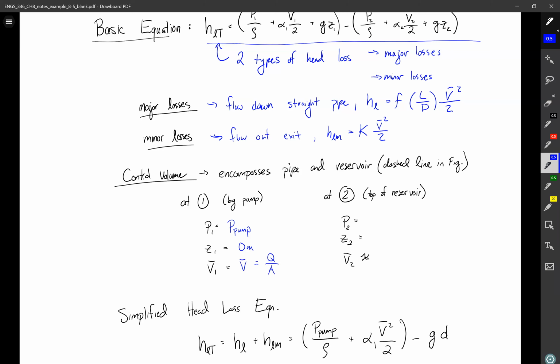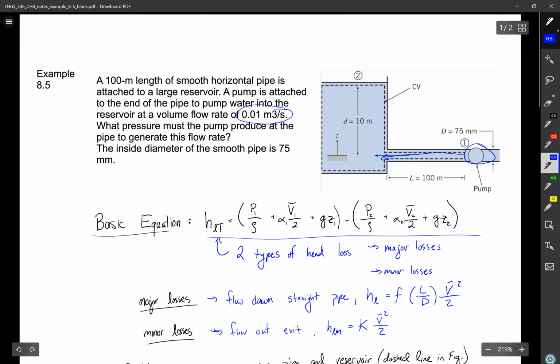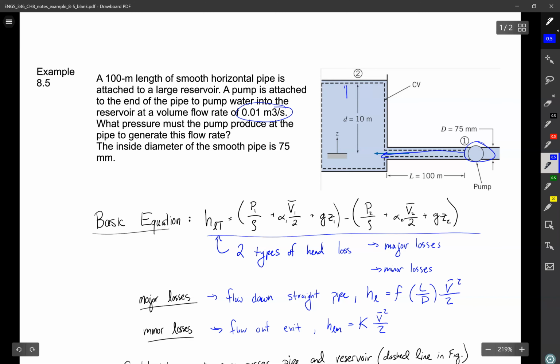At control surface 2, which again is at the top of the reservoir, we have atmospheric pressure, which is 0 gauge pressure. We have a height of 10 meters and a velocity of approximately 0 meters per second. Again, that's the velocity up in the reservoir at control surface 2. So how fast is it filling? Well, it's going to be relatively small.